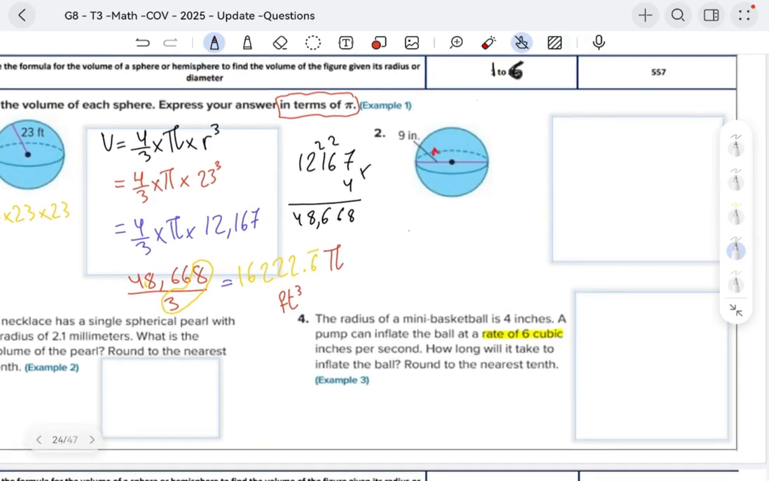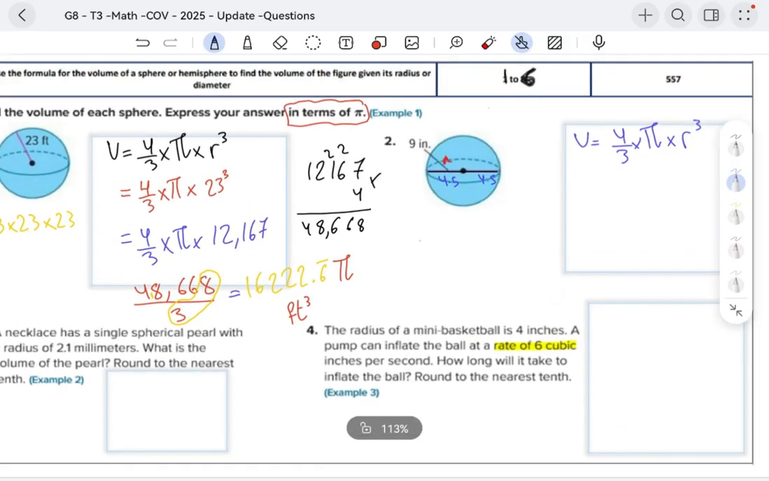Let's do the same for the second question. First, we have to write the formula: 4 out of 3 times pi times the radius cubed. Let's substitute. Here, pay attention that 9 is not the radius. 9 is the diameter. So the radius will be 4.5, because this is the diameter.